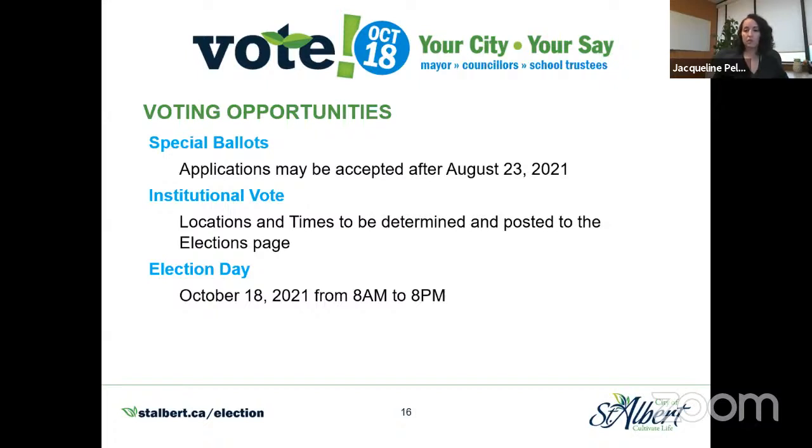Another note, the city will once again be mailing out cards to each resident with information on voting opportunities, most likely occurring in late September.